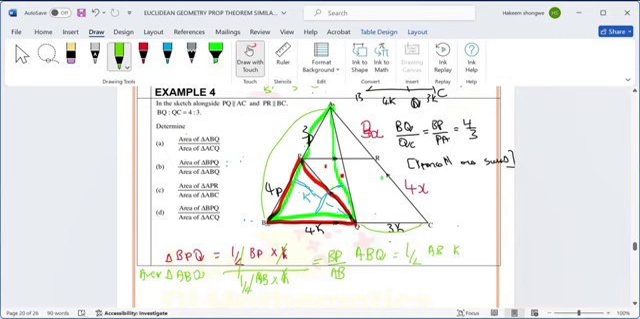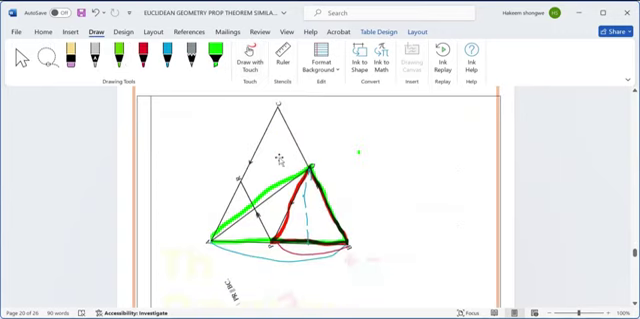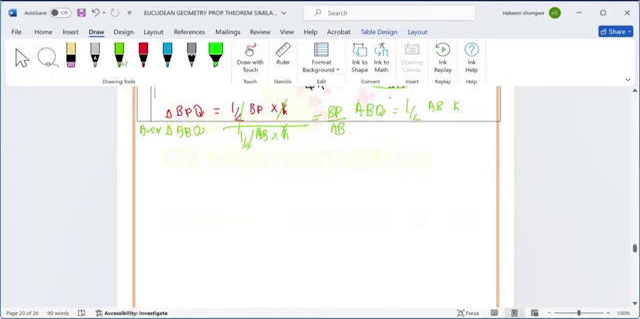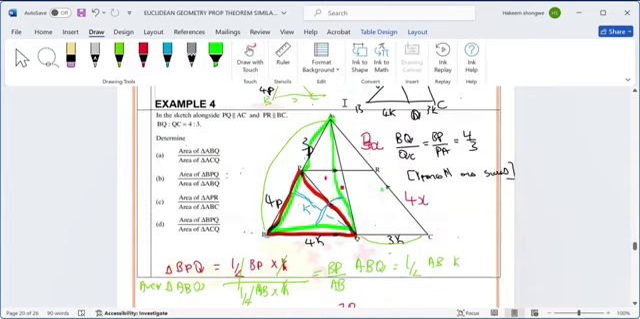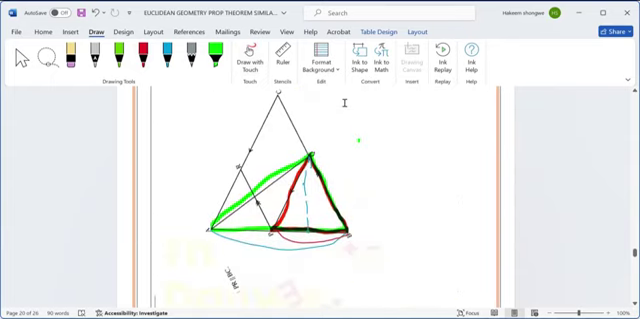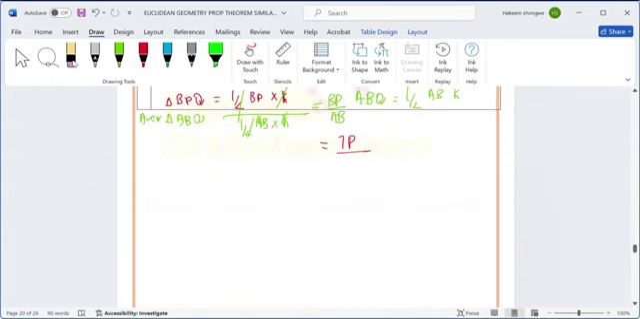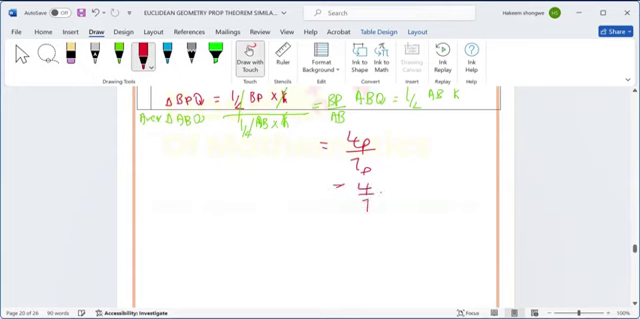AB is 7P. Does that make sense why we have 7P? Yes, 4 plus 3, for AB. So this is 7P all over... no, BP. For AB. Okay, or for P. Yeah, for P. BP, so we have 4P, 4P all over 7P, meaning the area ratio of that one is going to be 4 all over 7.